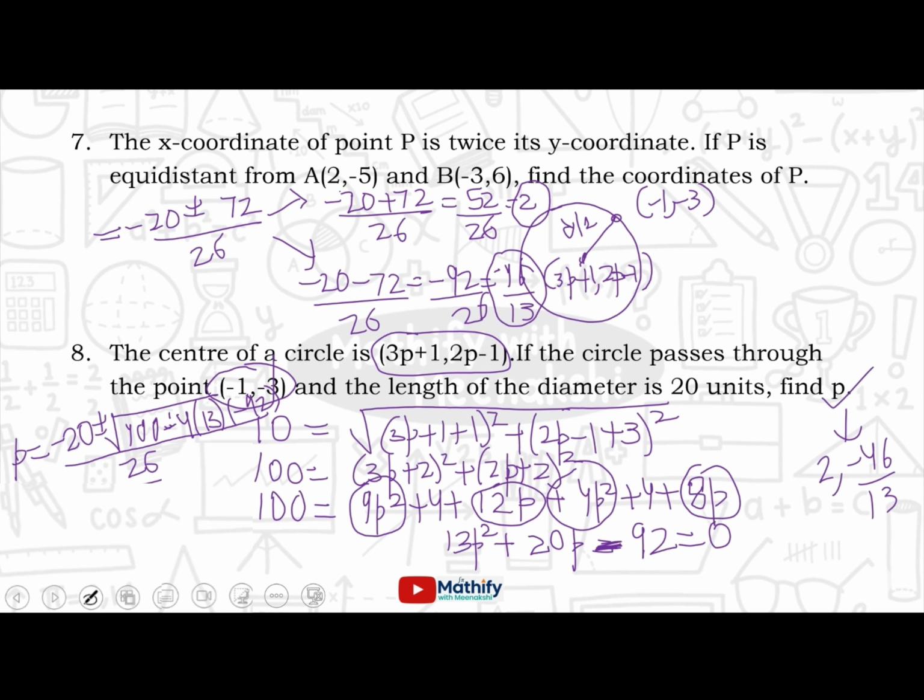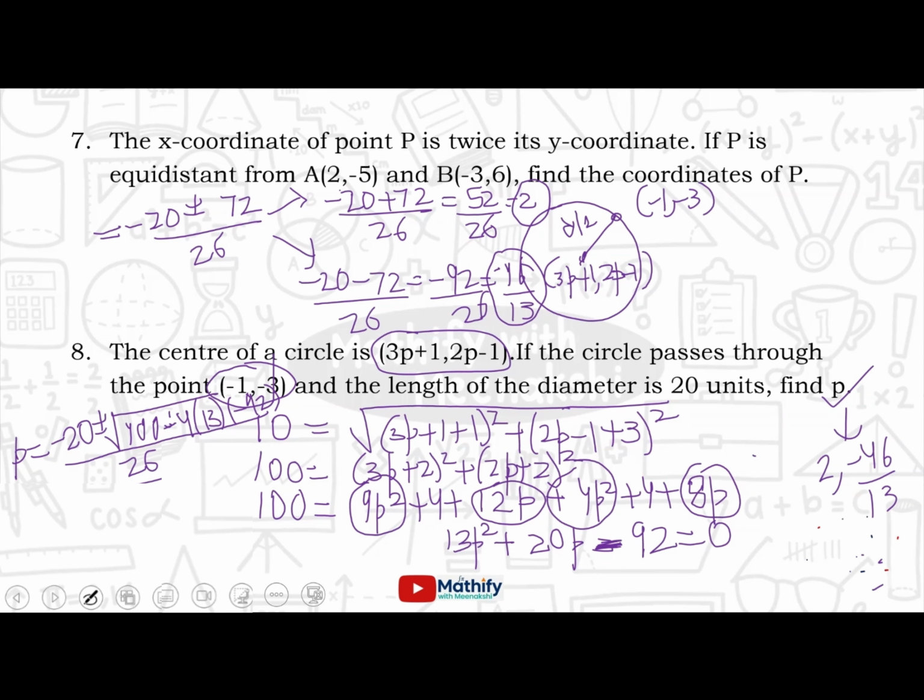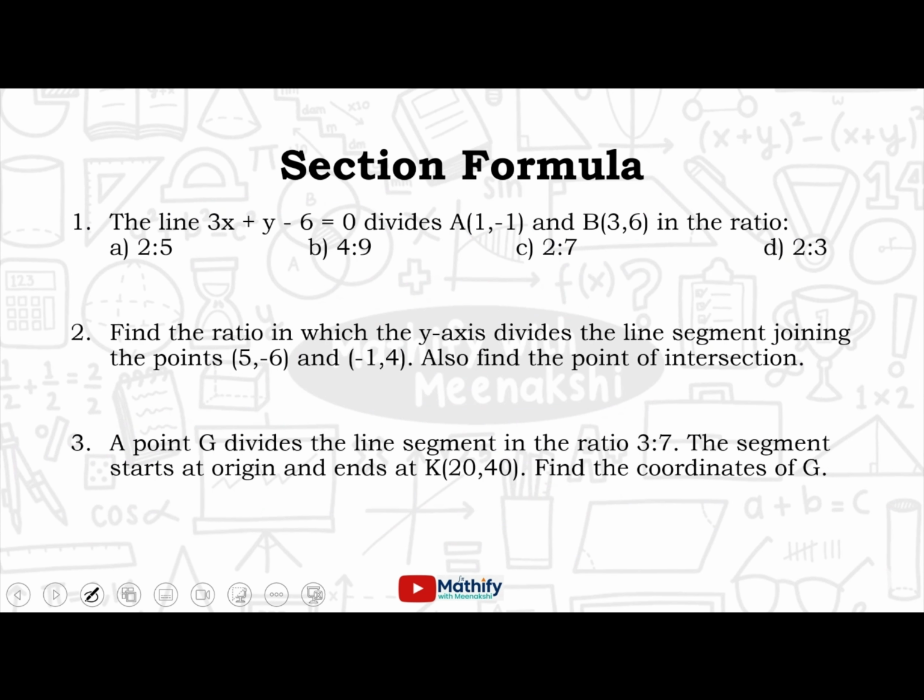And again, as you know, p is one of the coordinates, so that can be positive as well as negative. After distance, the next key concept is dividing a line using the section formula.